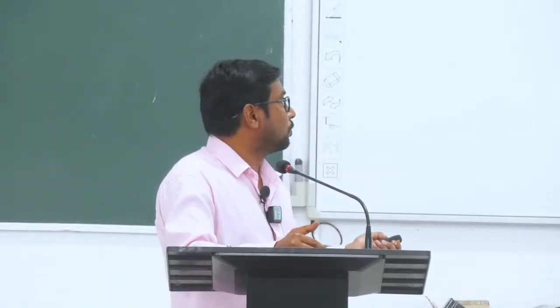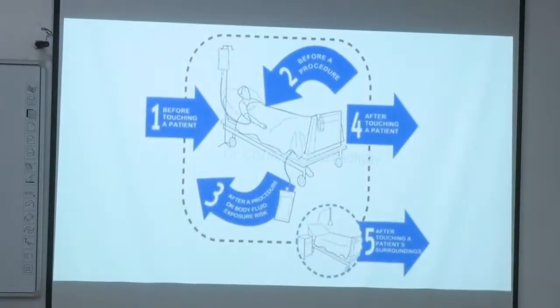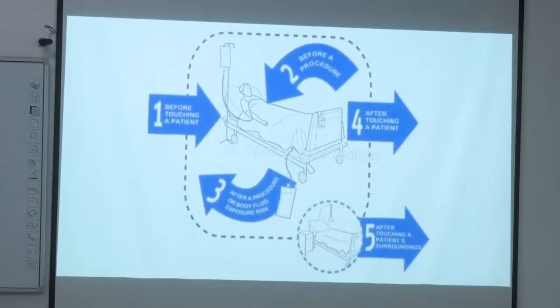WHO has defined 5 points. In these 5 points, when you are in the hospital environment, you have to maintain these 5 points. Before touching a patient, you have to maintain your hand hygiene. Okay, and before a procedure, maybe you are fitting a catheter or an injection or anything, or you are taking the blood pressure, before that also.